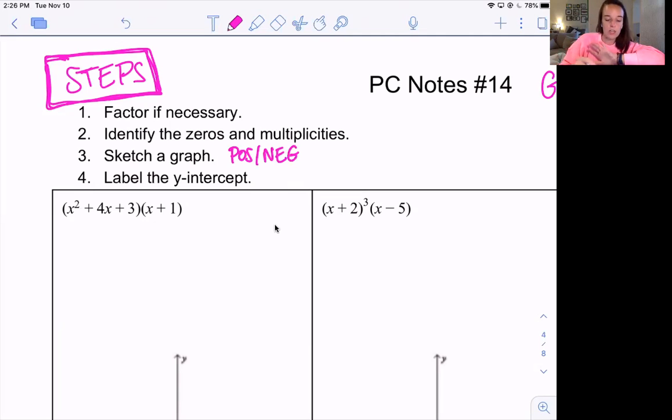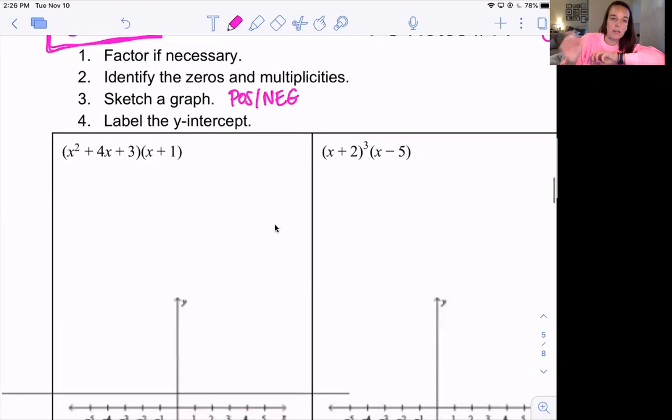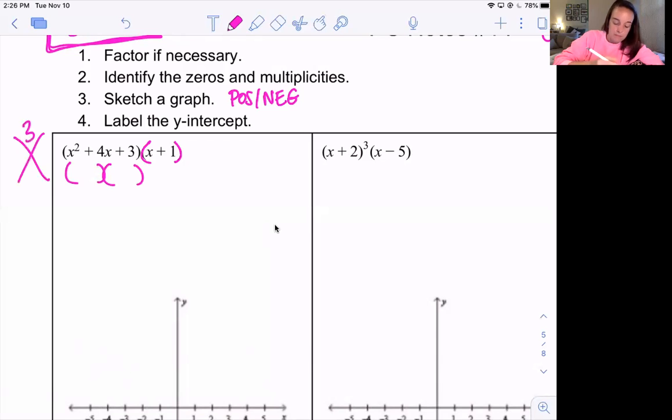Cool. Okay, so first thing, we're going to factor if necessary. So here I see x plus 1 is hanging out by itself. It's fine. It's in its smallest portion. But x squared plus 4x plus 3 can be broken into a factored version. So what multiplies to get 3 and adds to get 4?